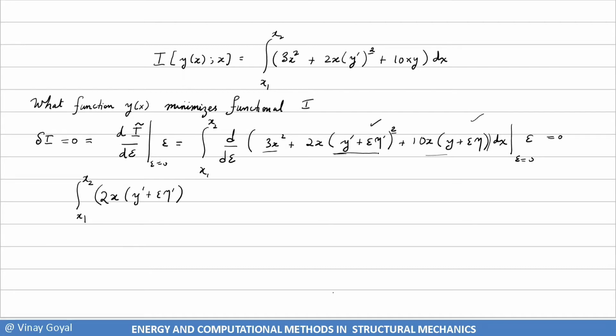And then I apply the chain rule to that. Again, I have a mistake. This 2 here, the derivative of that complete thing is twice, and then I have the inside derivative of that, which is eta prime. And then the only other term I have that survives is plus 10x eta, dx. Then set this equal to 0 at epsilon 0, times epsilon. So that's what I have.